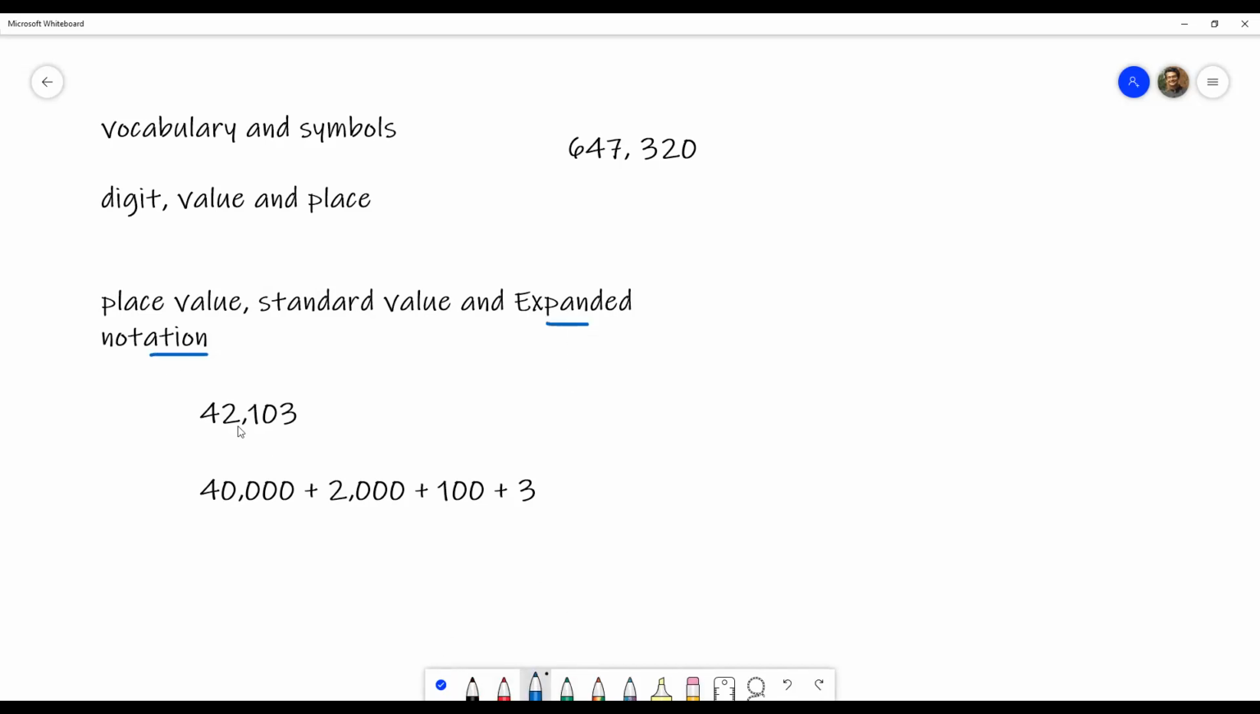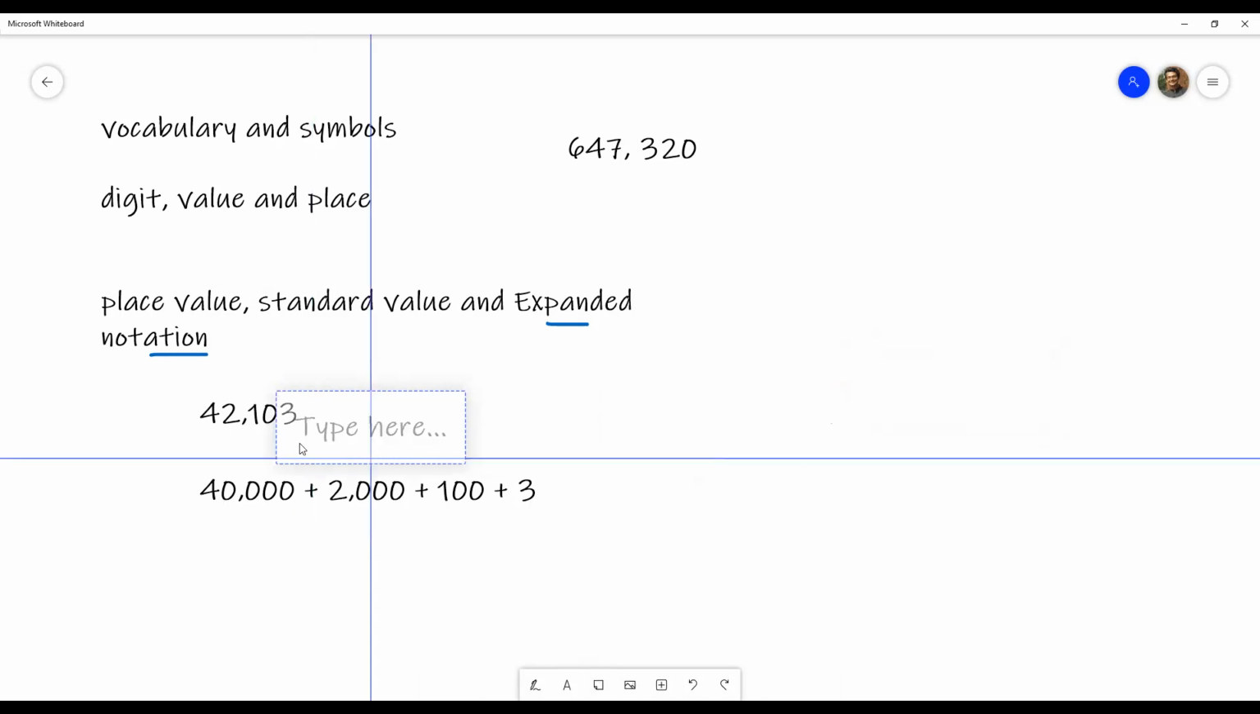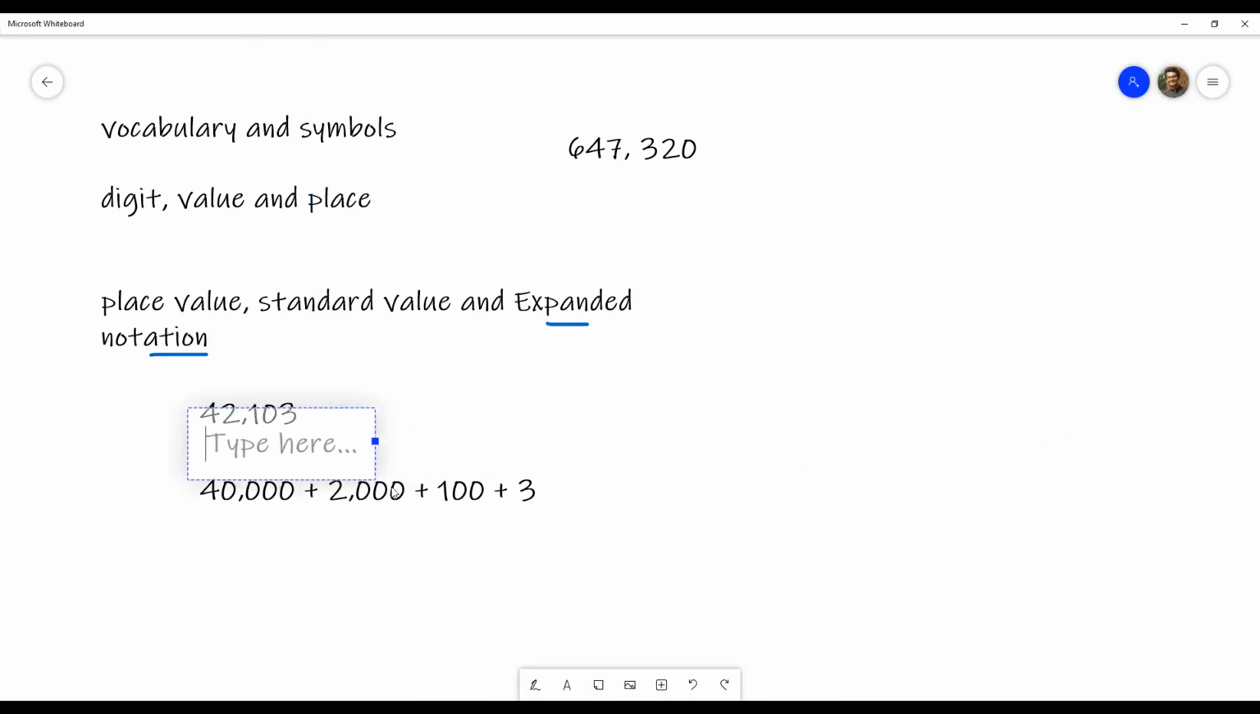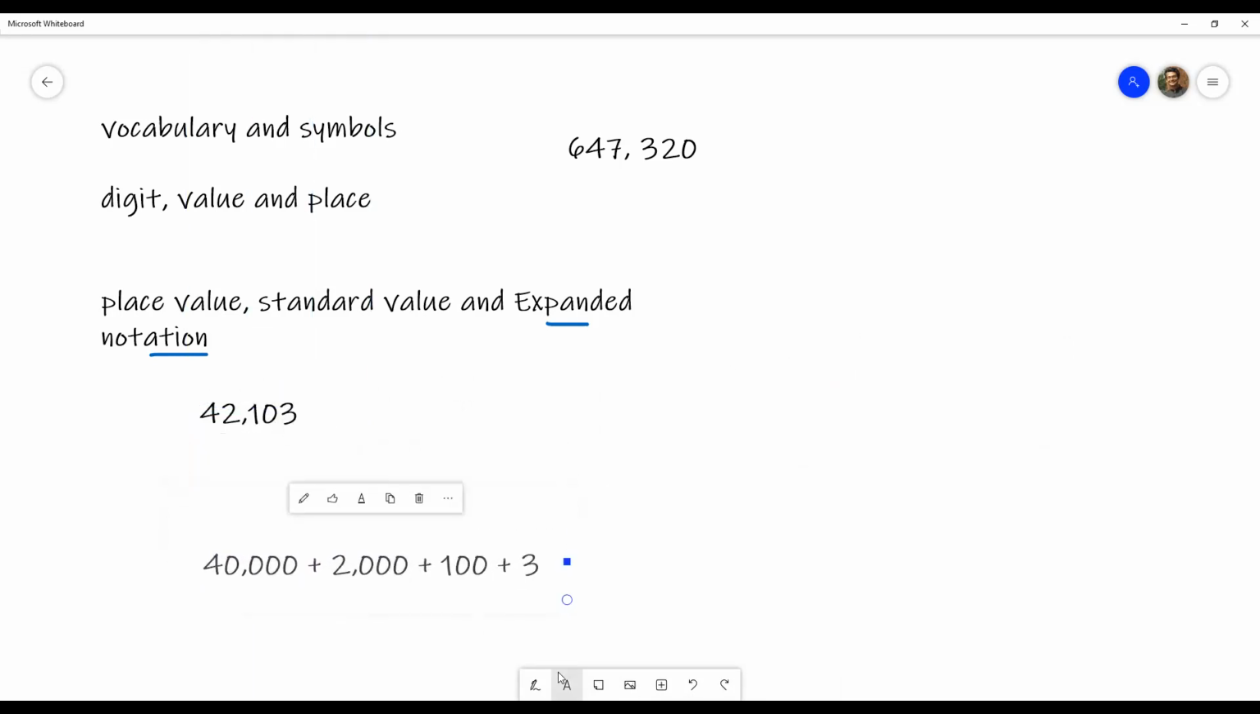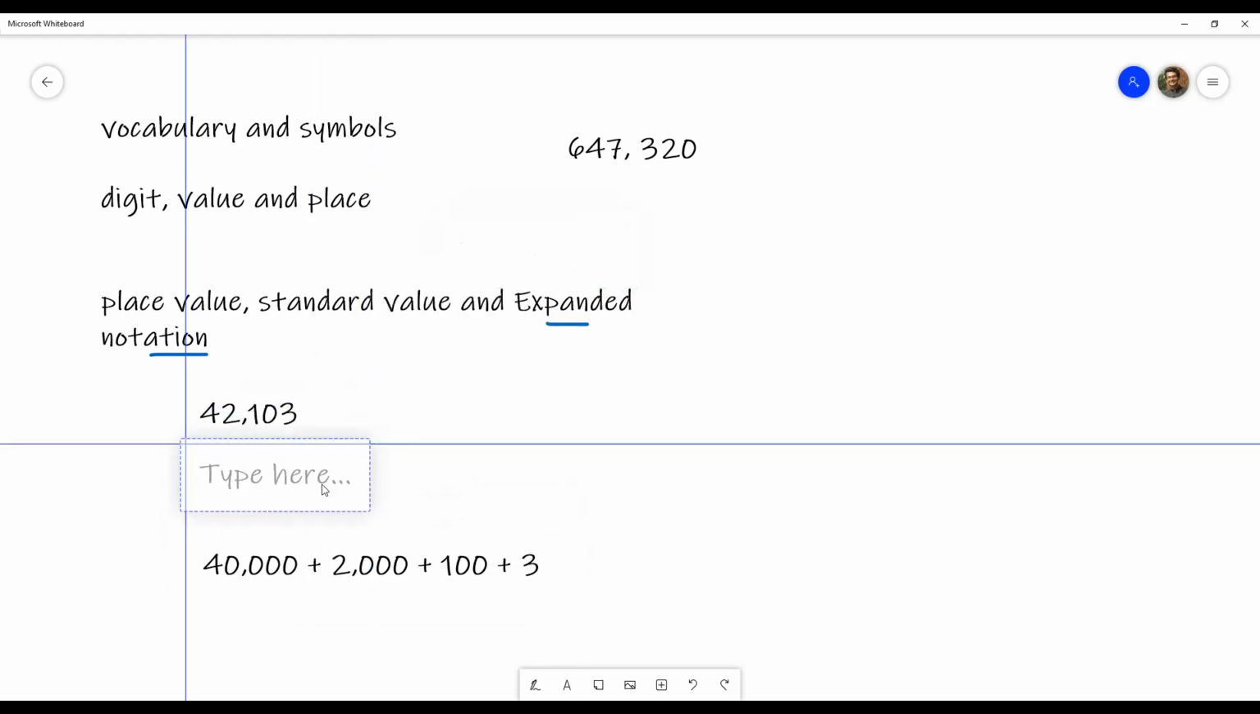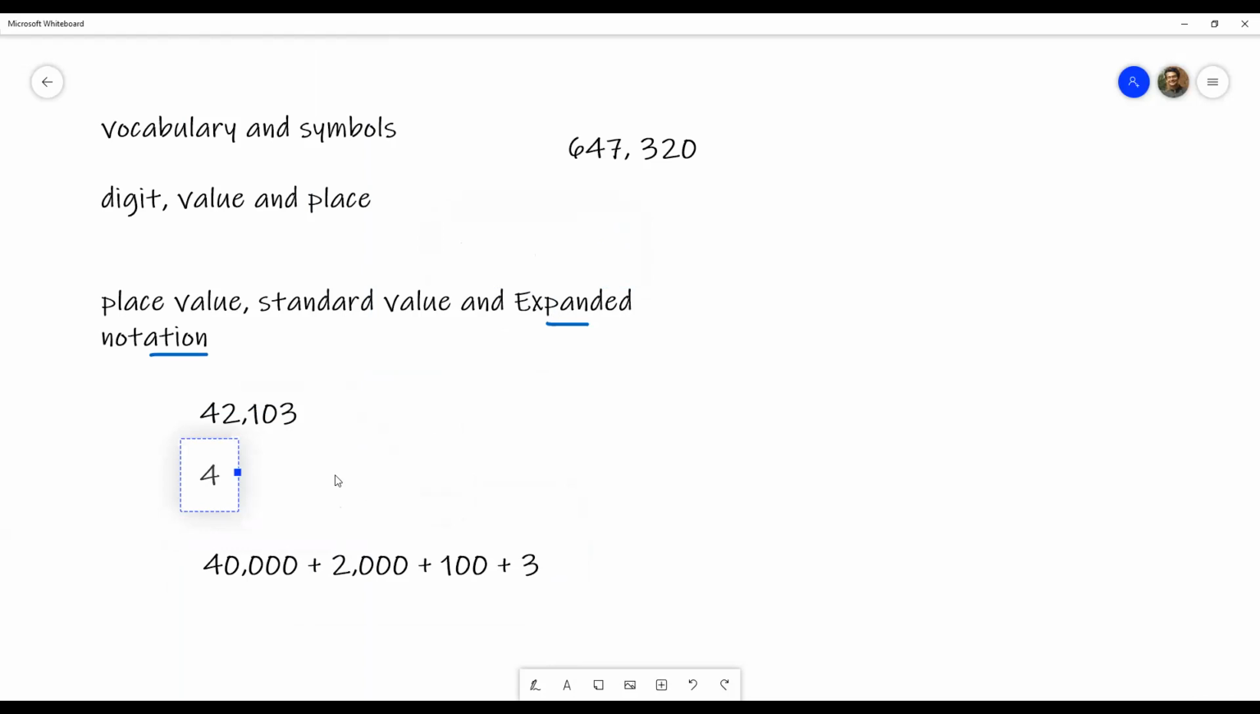So the expanded notation over here says the place value of 40,000, because it is multiplied 4 times. Let me add it. There's a whole new line over here that has been missing. Let me write it. As the place value of 4 is, tell me.